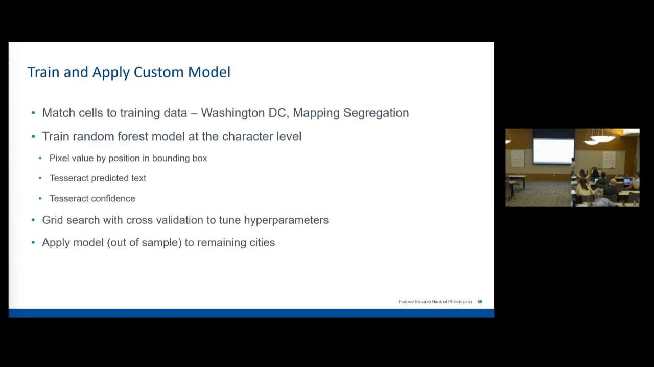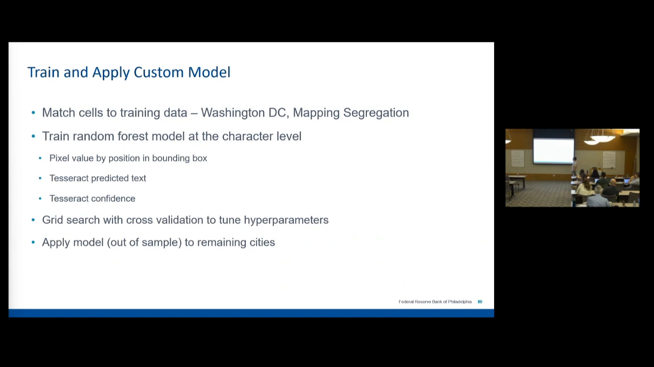Okay. And now the last step is pretty simple, because we have the character level information. We've structured that into a table. We can match it to labeled data. And we actually got really lucky here. We didn't have to go and get our own labeled data. The Mapping Segregation Project in Washington, D.C., they hand entered all the data for 40, 50, and 60 for D.C. So we can apply all these earlier steps to D.C., and then we can train a model based on all this information to get better than out-of-the-box OCR.